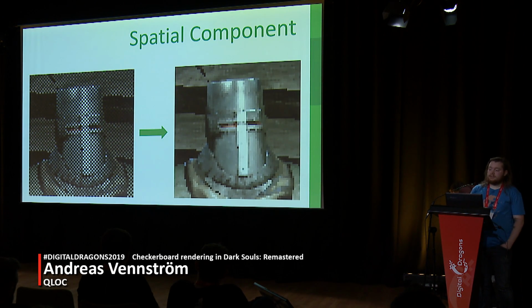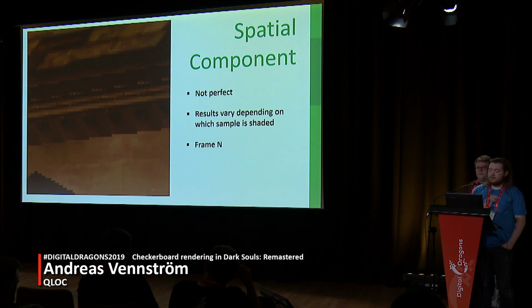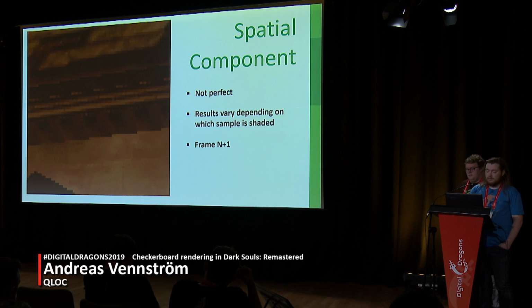Here's what the final spatial component looks like when applied to the checkerboarded color. That's a pretty good guess. The spatial resolve isn't perfect though. This scene contains a lot of places where the differential blend operator is failing to identify the correct color. The result is also different depending on which sample is shaded, as you can see here. What we really want is a combination of these 2 frames.